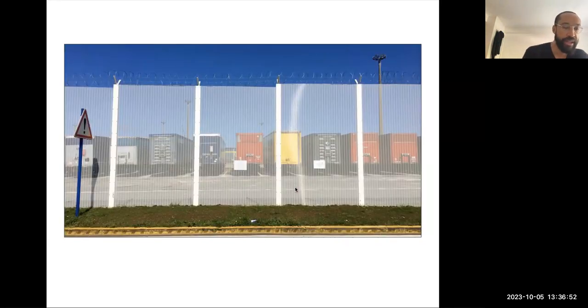Even after Brexit, the free movement of goods and capital was paramount. But this movement always needed to be protected, quote unquote, from the free movement of people in search of refuge and care.